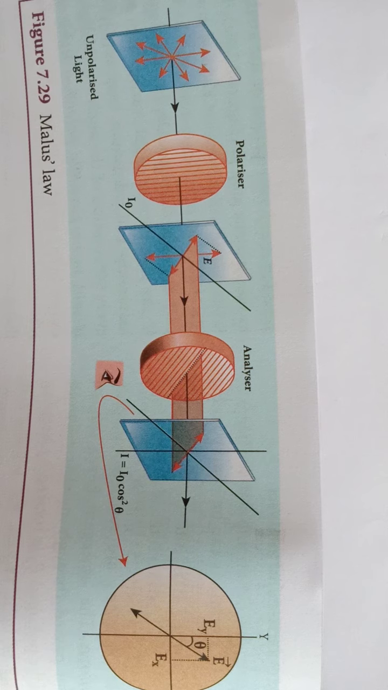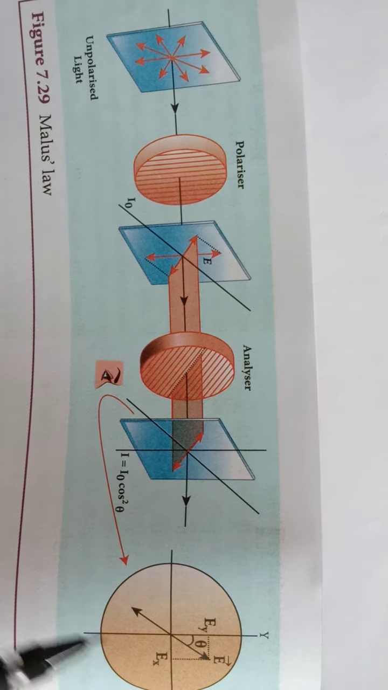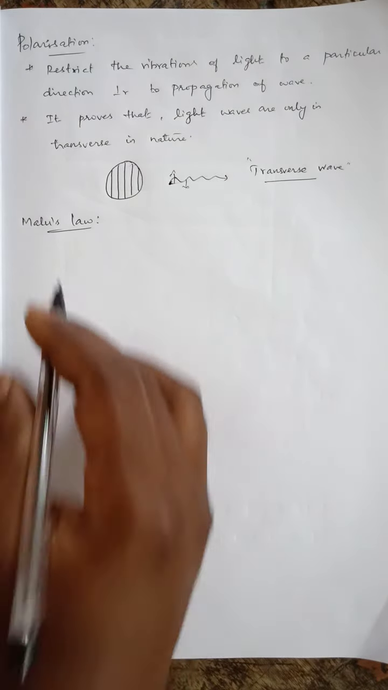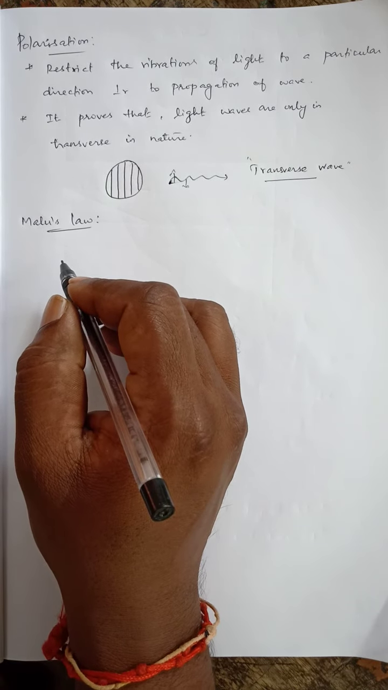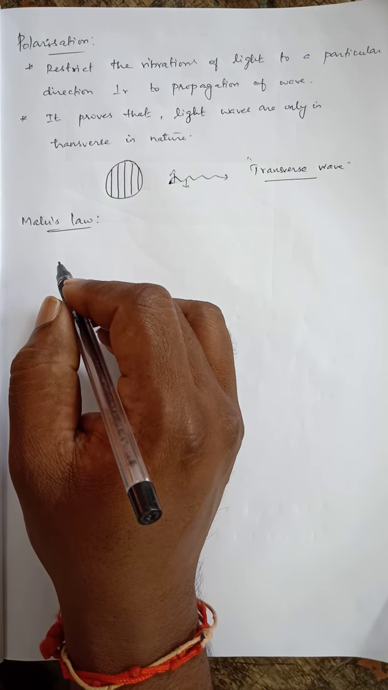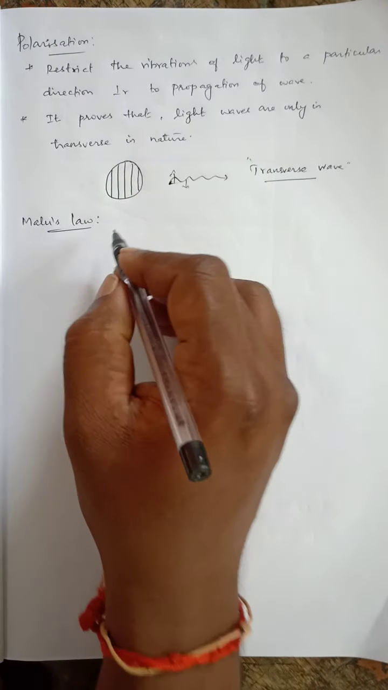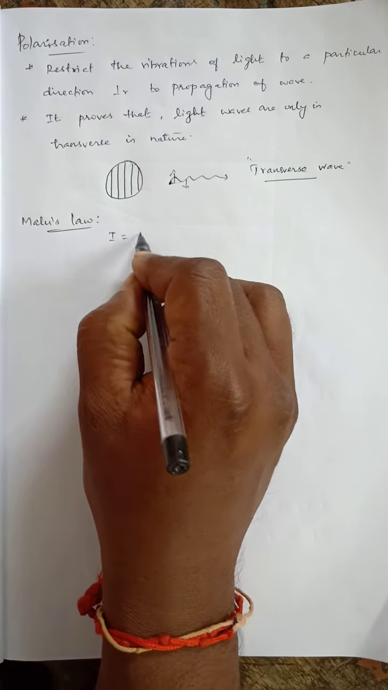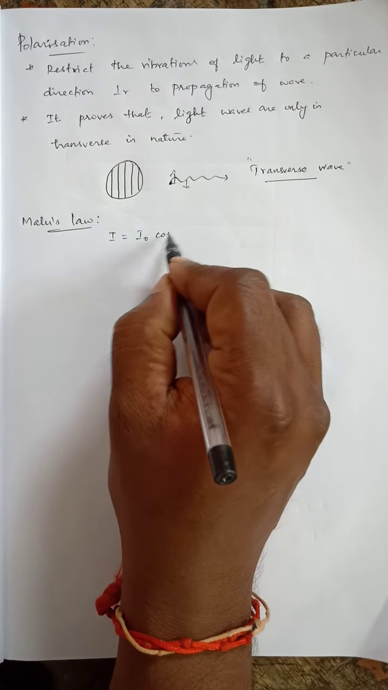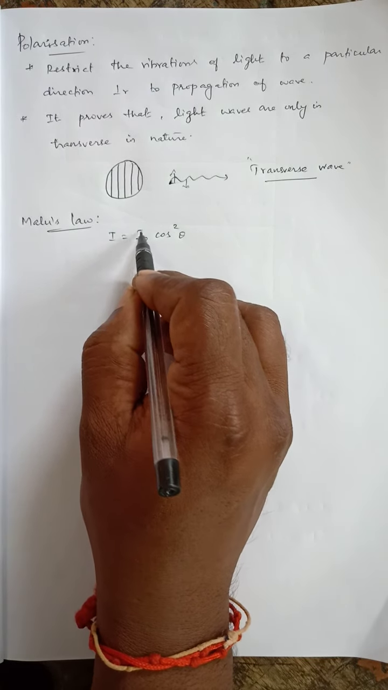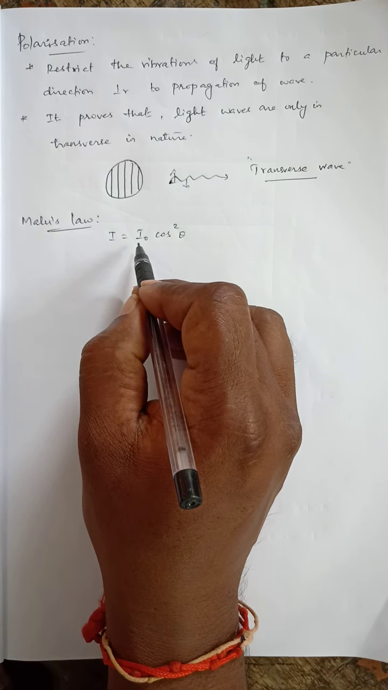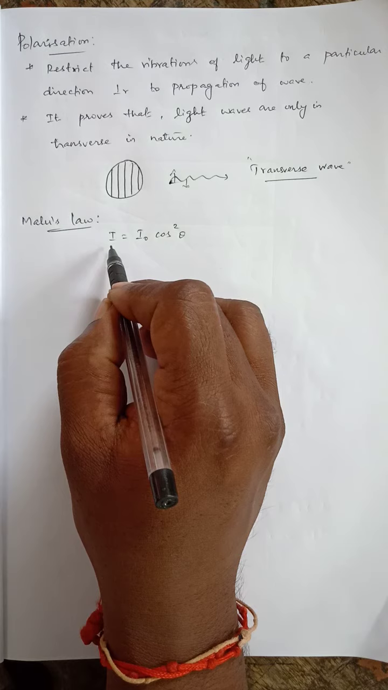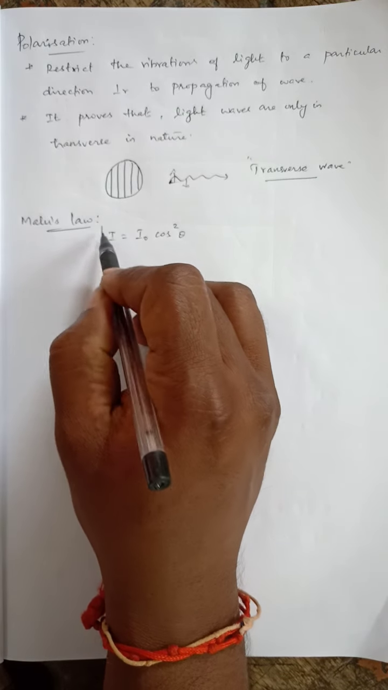So we have to find the equation relating the intensity of light before entering the analyzer and after passing through the analyzer. The formula is I equals I0 cos squared theta. I0 is the intensity of plane polarized light before entering the analyzer, and I is the intensity of light after passing through the analyzer. This is Malus law.